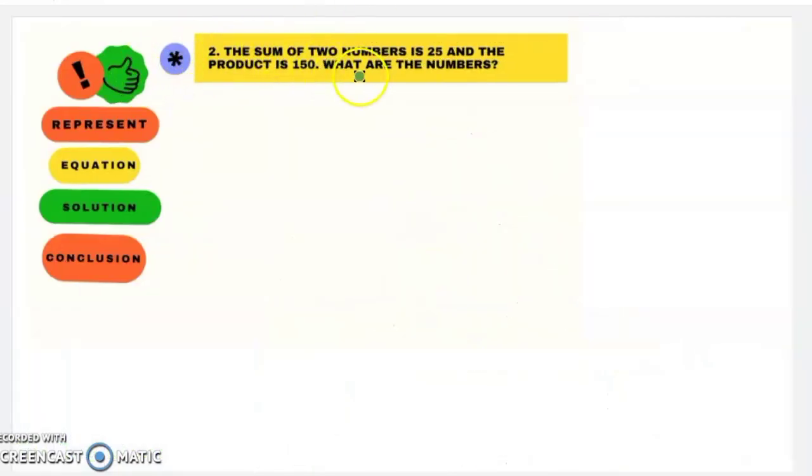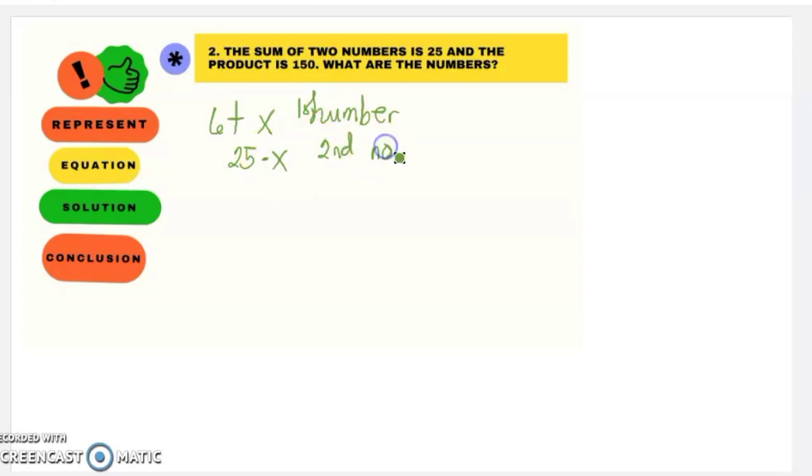Okay? Next, example number 2. So, we have the sum of two numbers is 25 and the product is 150. So, what are the numbers? So, first, we represent. So, we let x be the first number. Tama? Second number, para makuha yung second number, ang sum daw ng dalawang number is 25. So, since meron na tayong unang number, para makuha yung second number, we have 25 minus x.